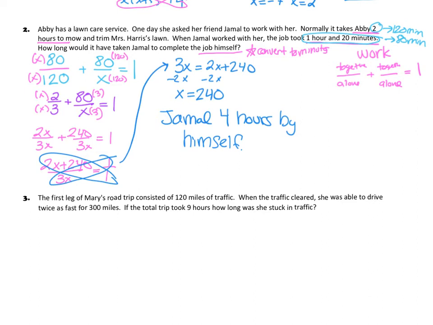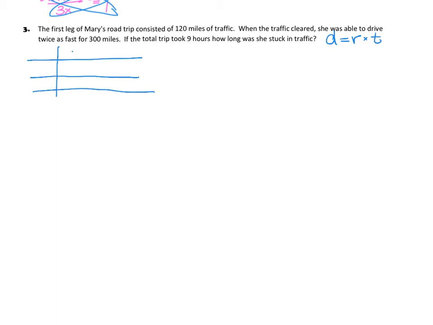The last type of problem we're going to talk about is where we're going to use this formula: distance equals rate times time. So for all of these distance equals rate times time problems, I feel that the easiest way to approach these is to actually make a table for distance equals rate times time. So I'm always going to make a table for these types of problems. I personally feel it makes it easier.